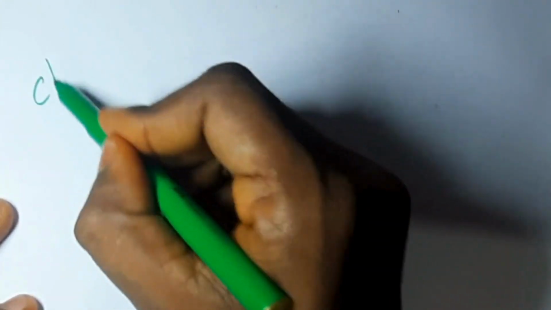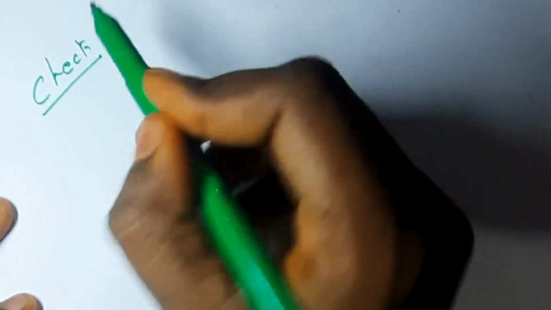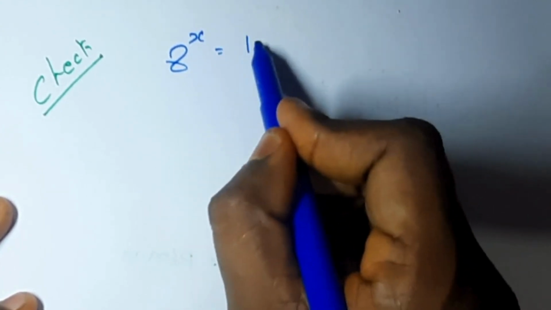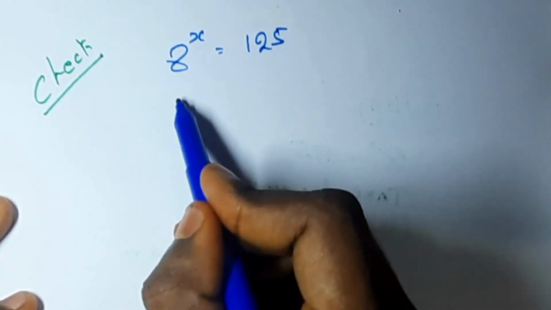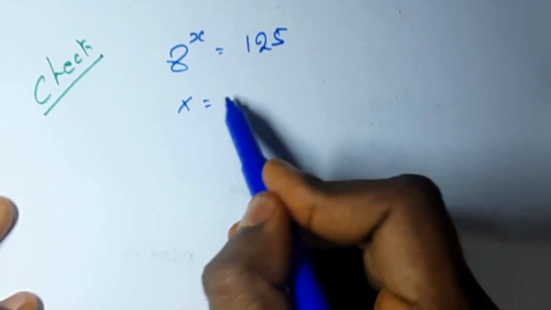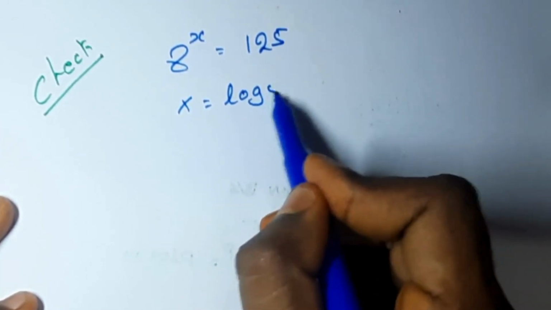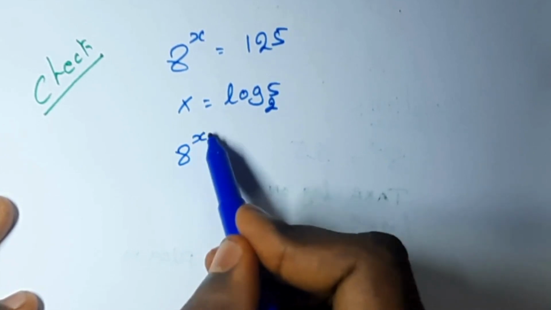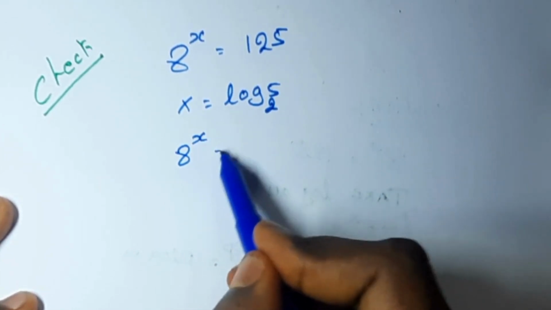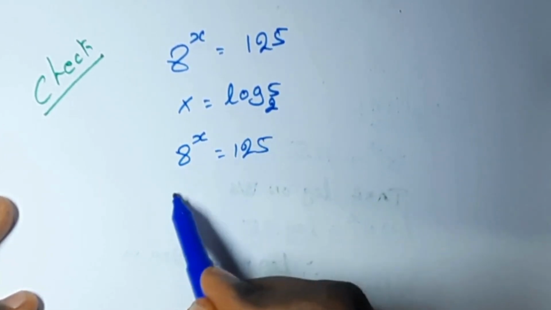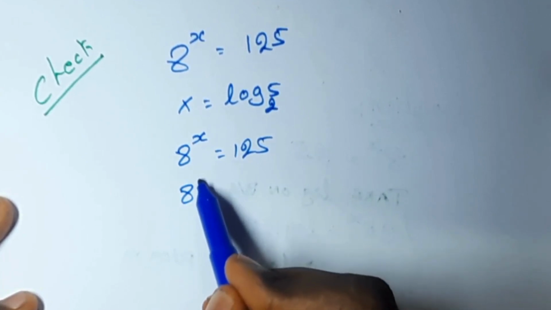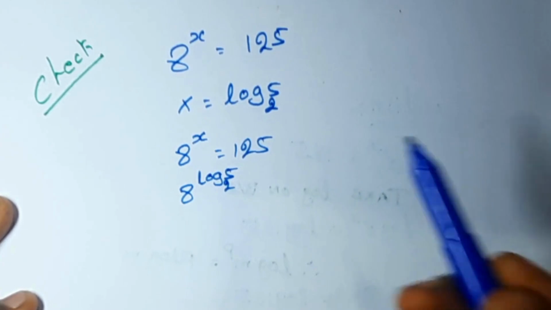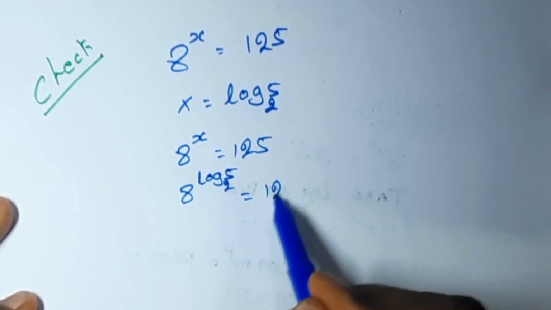Check. We know the equation that 8 to the power of x equal to 125. Also we know the x value, x equal to log 5 base 2. Applying on this equation, 8 to the power of x equal to 125, 8 to the power of log 5 base 2 equal to 125.